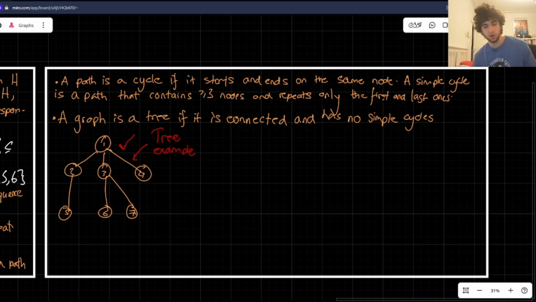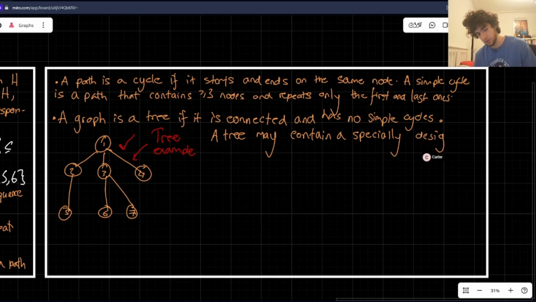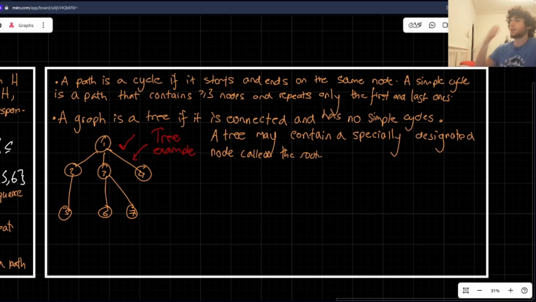Although we won't go into this today, it's also worth mentioning that a tree may contain a specially designated node. Basically you just choose one of the nodes and you call that node the root. For example, I might choose this node down here, node number 6, to be the root, or node number 4, or node number 2, or node number 1. It's up to me which node I call the root. For now, the textbook doesn't go through any scenario in which we would do that, but it's just a choice that may come up later.